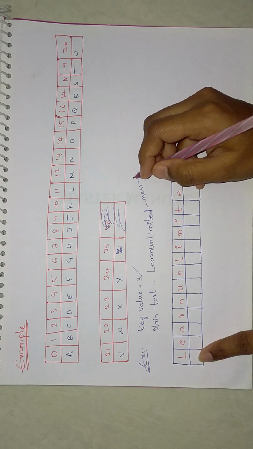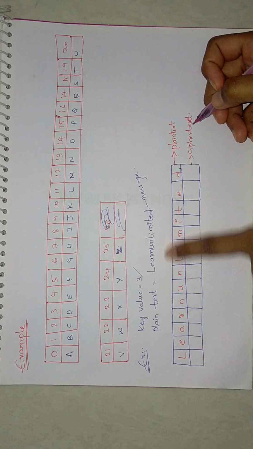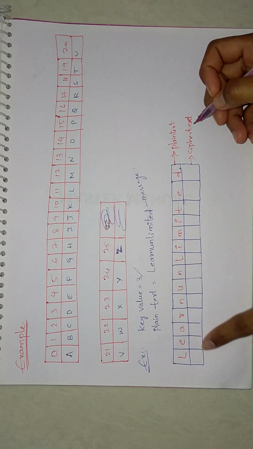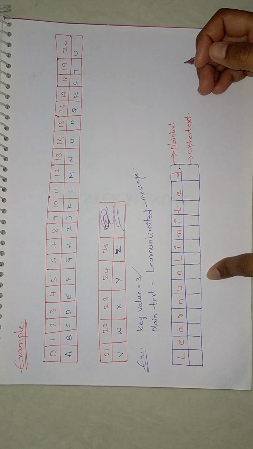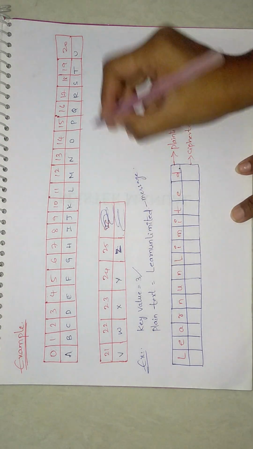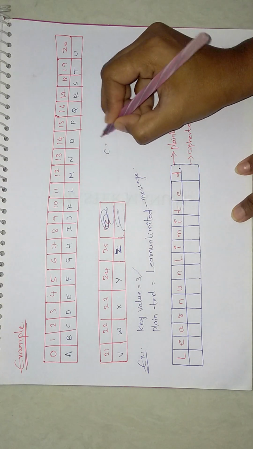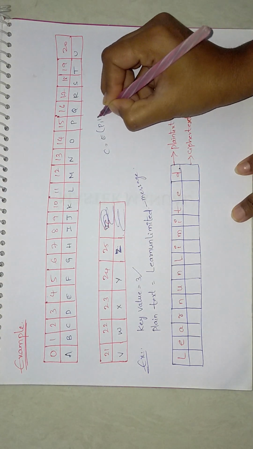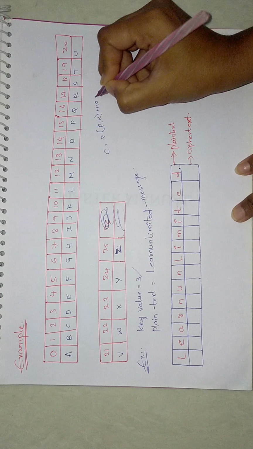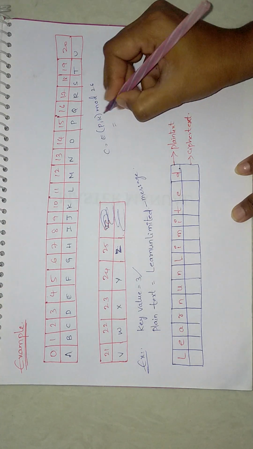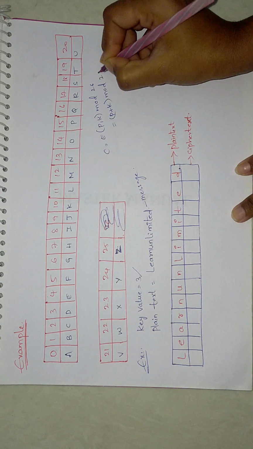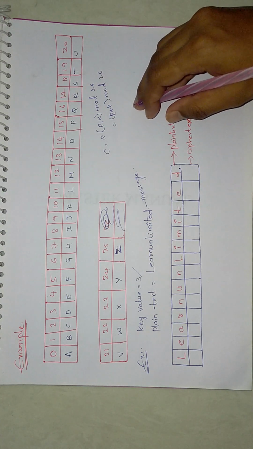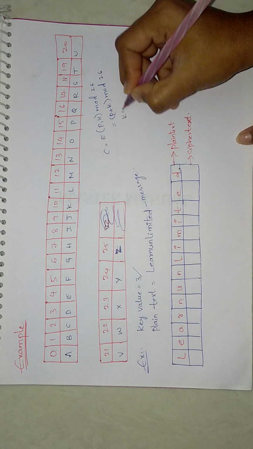First, here is the plain text, which is in red color. I am writing the ciphertext down here. I'll explain how to write this ciphertext by using the function which we have discussed. Ciphertext is equal to encryption of plain text comma key mod 26, which is P plus K mod 26. This should be done for every letter, and here the K value is 3.